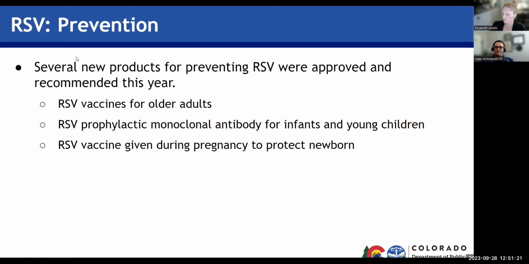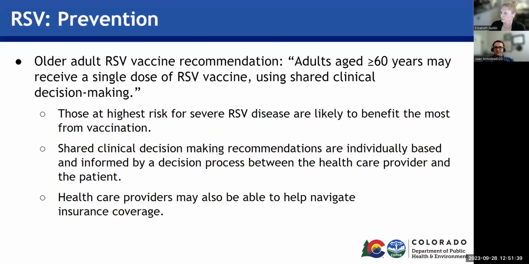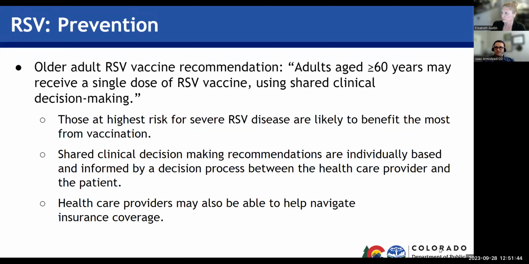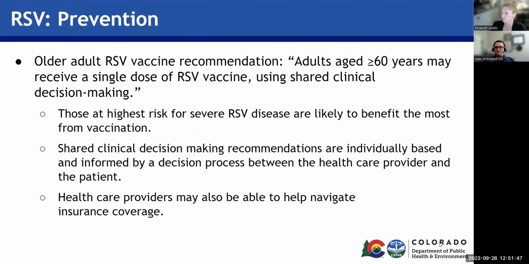It applied to a different pathogen this time, still protecting that youngest age group. So these are the three new RSV prevention products. And the one that is going to be potentially more applicable in the correctional setting are the ones for older adults, although this could vary in terms of who is in the setting. Adults age 60 and older receiving a single dose of RSV vaccine using shared clinical decision making.